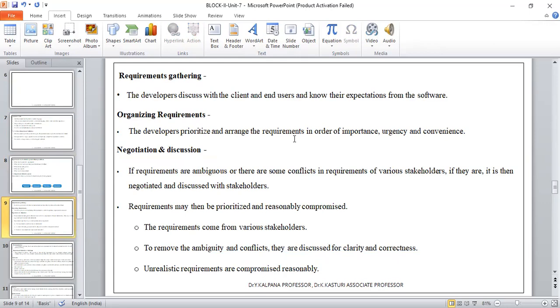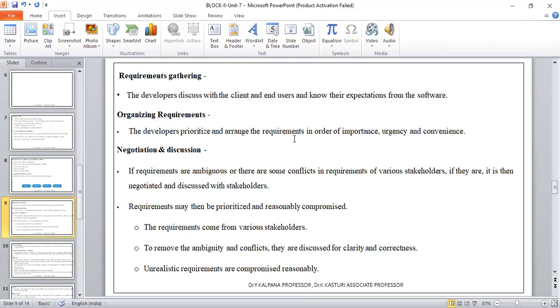The clients and end users may not know the order of importance. They will tell the requirements in general. Only the developing team can know how to prioritize and arrange the requirements in order of importance, which is needed, urgency, and convenience, the desirable time.